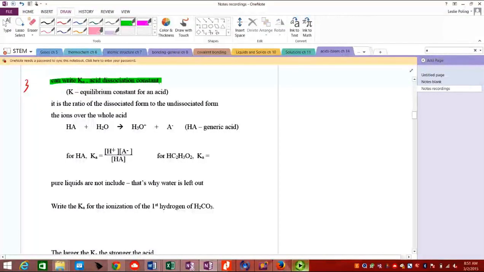We can write a Ka for an acid. And this is just an equilibrium constant for the acid. So we've got our equation here. So we put products on the top, reactants on the bottom.